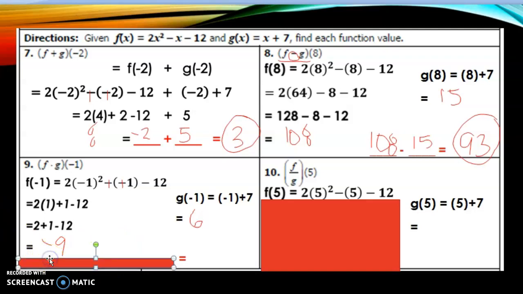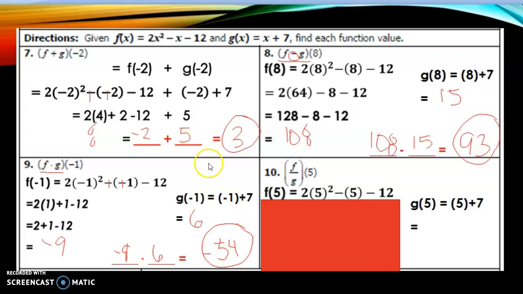So our final answer. We're starting with the function f times g. So f simplified to -9 times g, 6. -9 times 6, -54 is our final answer.